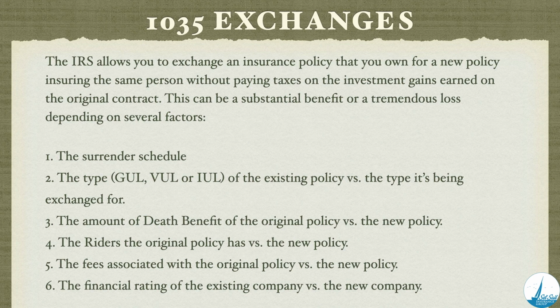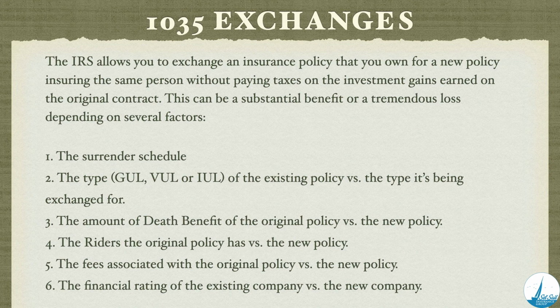All right, number 3, the amount of death benefit you're exchanging. In some cases, you can 1035 from one company to another with better financial ratings, and they'll offer you a higher death benefit for the same monthly or annual cost you're currently paying. This would be an ideal reason to do this, but not for the other way around, like in the example I mentioned in number 1.